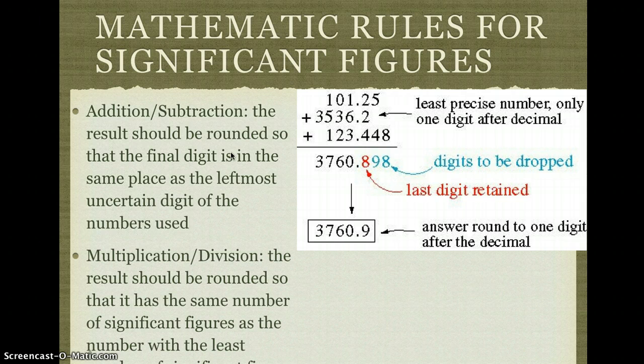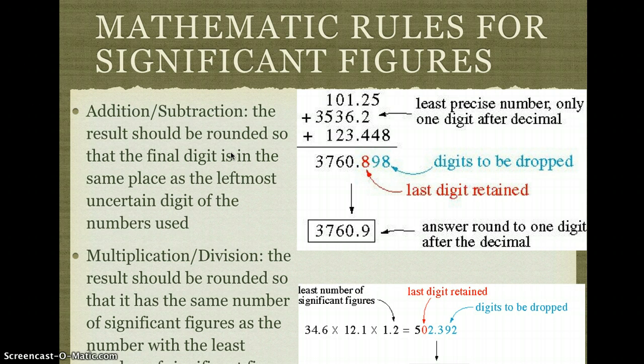Now, multiplication and division, just like with scientific notation, is simpler. The result is rounded so that it has the same number of significant figures as the number that had the least amount of them. So again, an example is what we need to look at here. We're going to round off our answer to the least number of significant figures of the numbers used. So here's our example. We've got 3 numbers being multiplied, 34.6, 12.1, and 1.2. If you look at each of those numbers individually, 34.6 has 3 significant figures, 12.1 has 3 significant figures, and 1.2 though only has 2 significant figures.